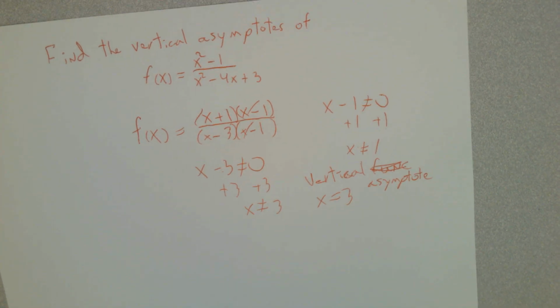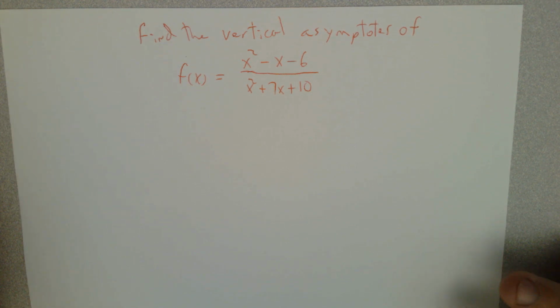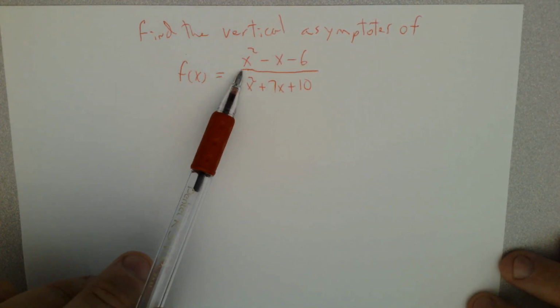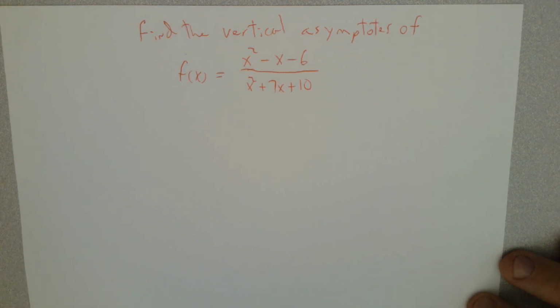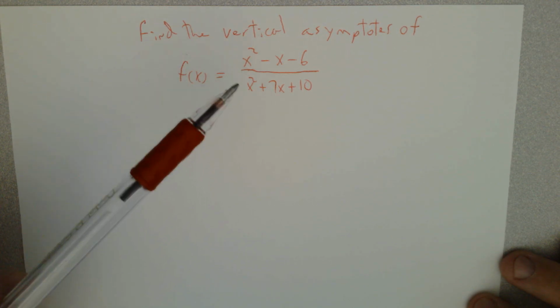Now to give you one for you guys to try out on your own here, go ahead and try to find all the possible vertical asymptotes of the function x squared minus x minus 6 divided by x squared plus 7x plus 10.